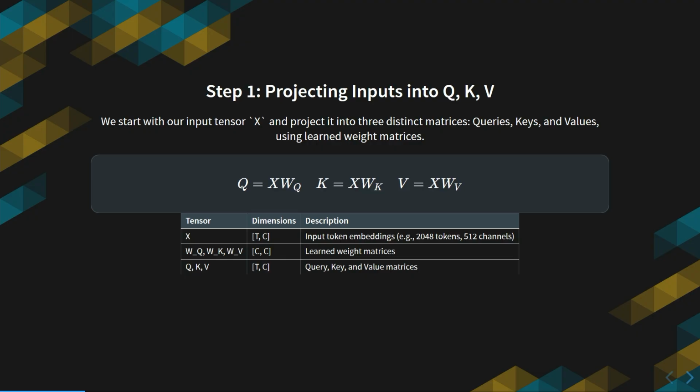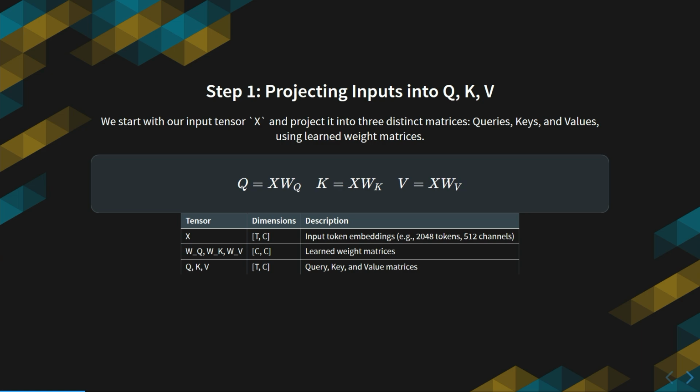And X has a dimension of T by C, for example, 2048 tokens. That would be your X dimension, and the number of channels, or number of features, or your embedding dimension, say for example 512. And the weight matrices WQ, WK, and WV are all C by C, which is basically 512 by 512. And these are learned parameters that the model updates during training.